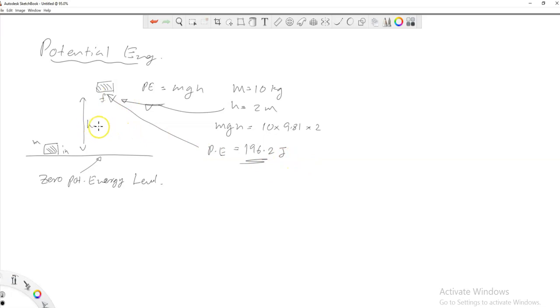Okay, so the potential energy of the object up here is 196.2 joules. If you come to the midpoint, if you bring it down by 1 meter, it will be 10 times 9.81 times 1, so that will be half of that, 98 joules. Right? If you bring it all the way back to ground, you're going to lose all that potential energy. Potential energy becomes 0 because you are at the 0 energy level. Okay? So this is how you do math with potential energy.